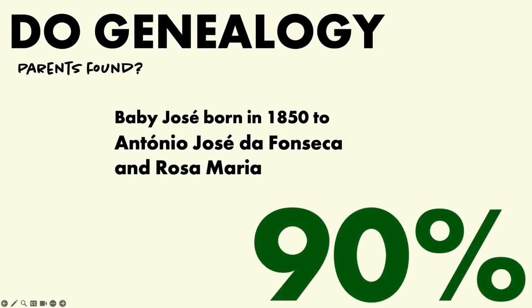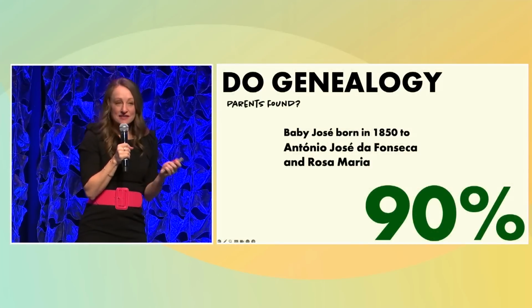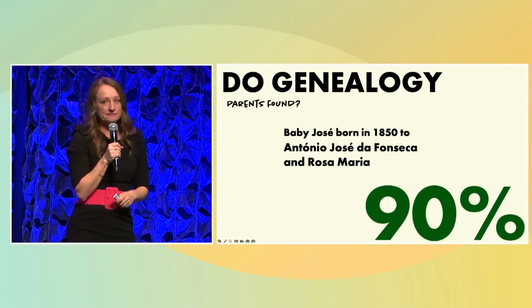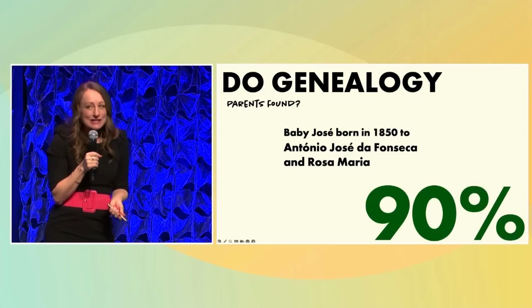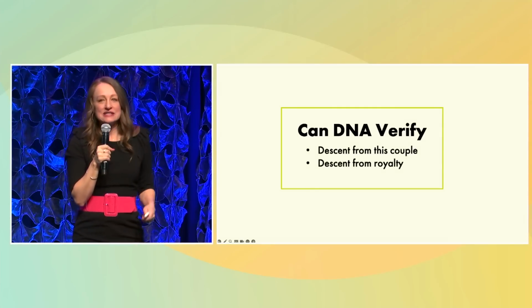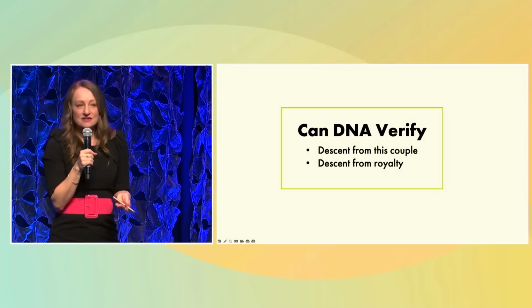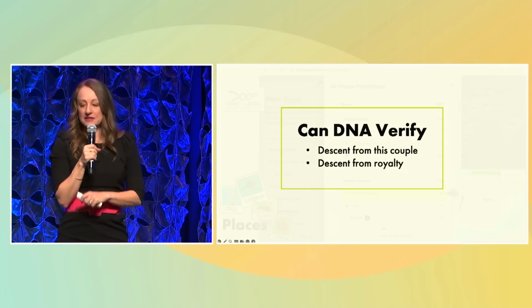Ed hired a researcher to see if we could learn more about Joseph's family in Portugal. The researcher came up with this document listing baby Jose, born 1850, to Antonio Jose de Fonseca and Rosa Maria. And they were 90% certain this is his ancestor. Can he be more than 90% certain? Sure. So what's DNA's role here? Can DNA verify his connection to this couple? And can it verify his connection to royalty? Let's see.